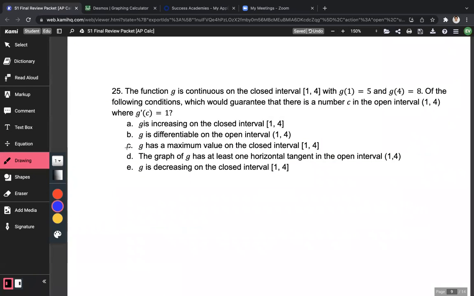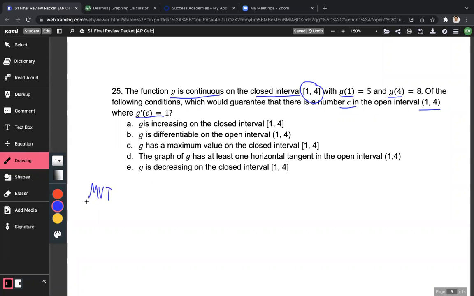Last problem. This one requires us just to remember what our mean value theorem is. There's actually no math that we have to do. We're told that a function is continuous on a closed interval. We're given the closed interval. We're told what the function's value is at both ends of the closed interval. G of 1 equals 5, G of 4 equals 8. And we want to know of the following conditions, which would guarantee that there exists a number C in the open interval such that G prime of C equals 1.